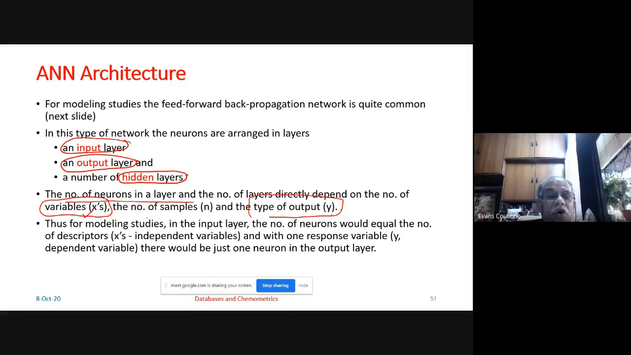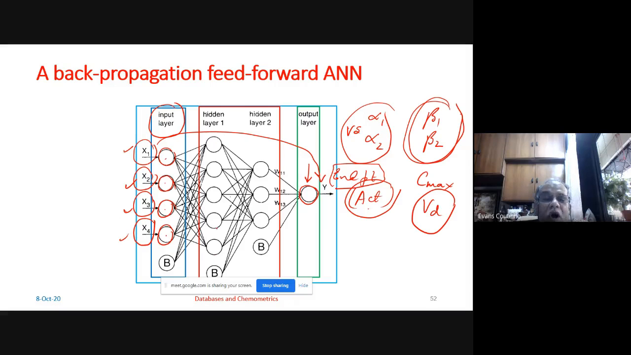Now, how many neurons are there inside a hidden layer? Obviously, how many hidden layers we have will depend upon the complexity of the problem and the size of the database. For example, if you are trying to do speech recognition, then often people use a large number of hidden layers in order to do speech recognition.